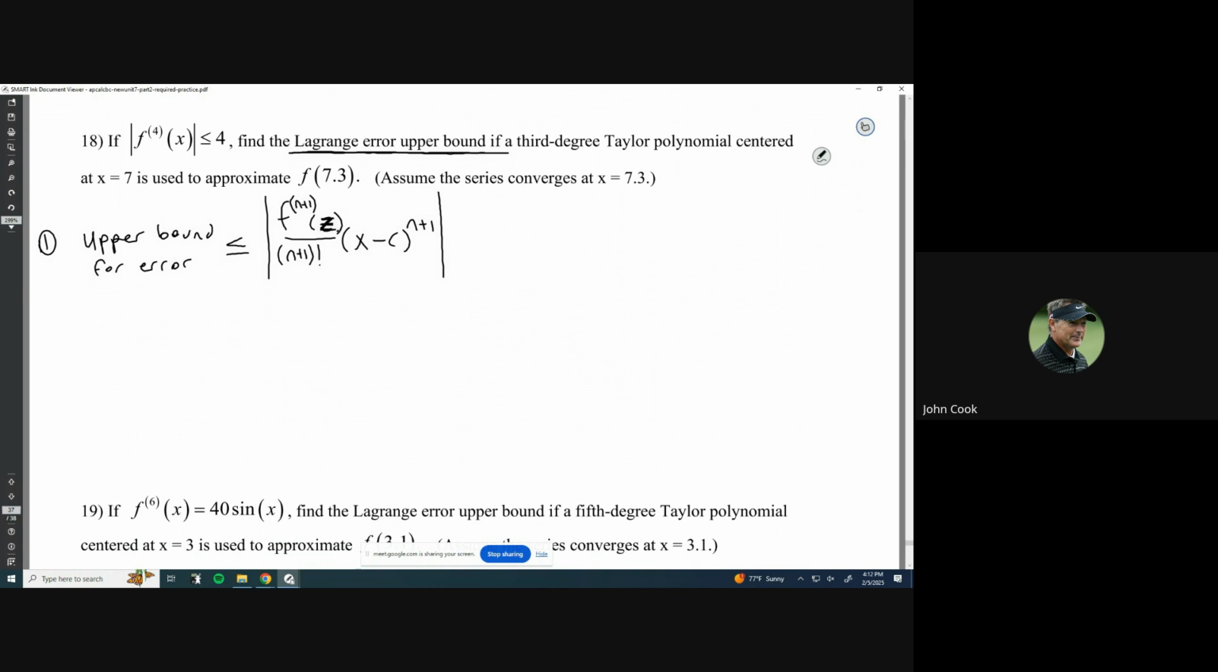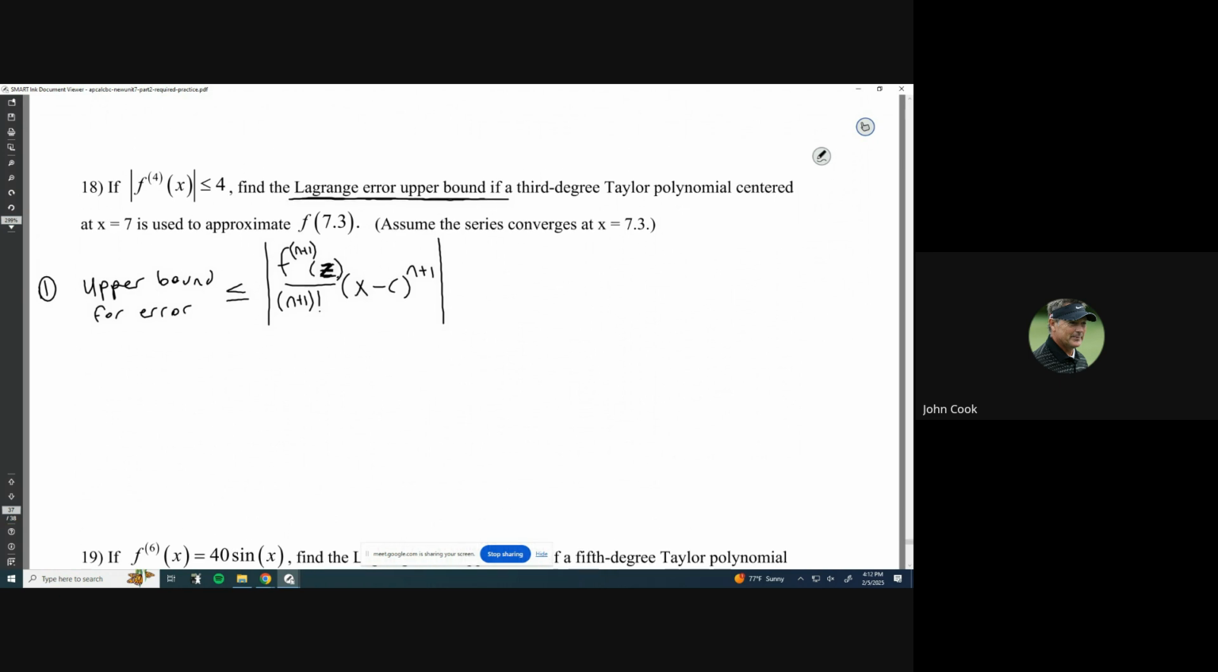The second step that I like to do is just start plugging stuff in, stuff that I know. For example, if it's the Lagrange error for a degree 3 Taylor polynomial, it's implied that n is going to be equal to 3. So guess what? n is 3. So if I have an n of 3 there, 3 plus 1 is 4. That becomes a 4. That becomes a 4.